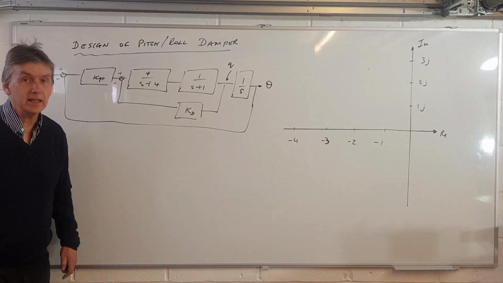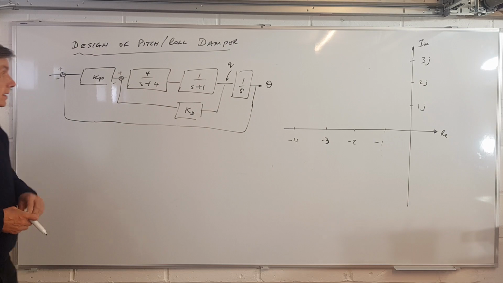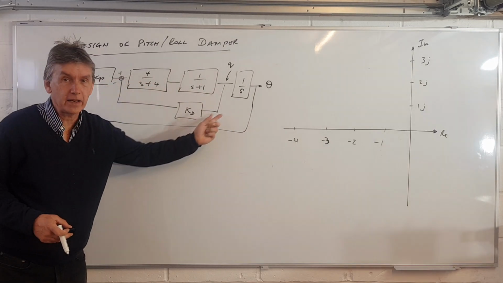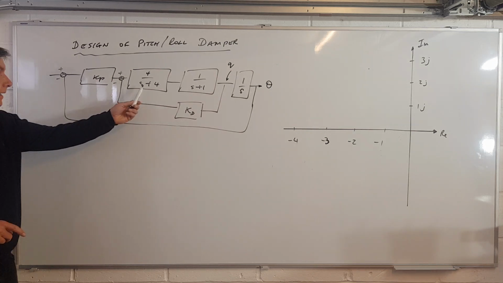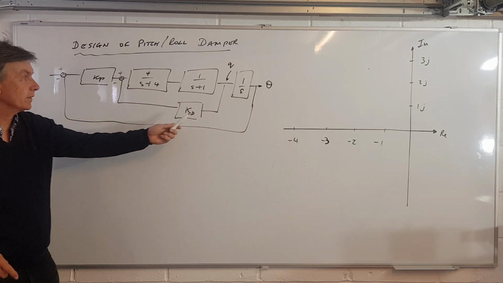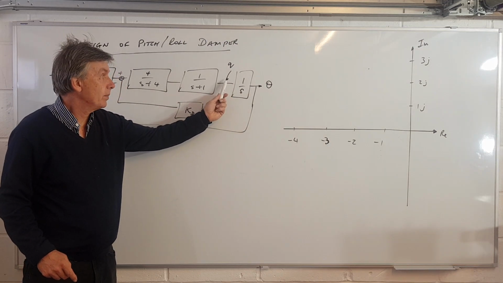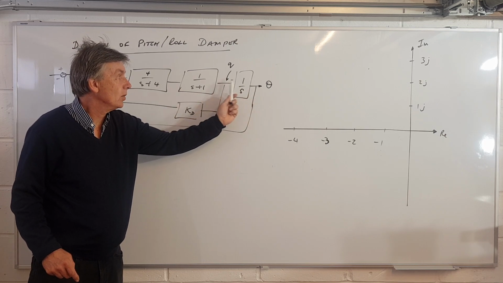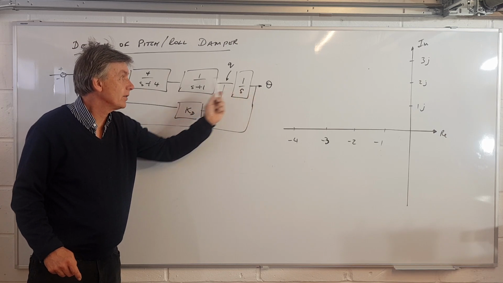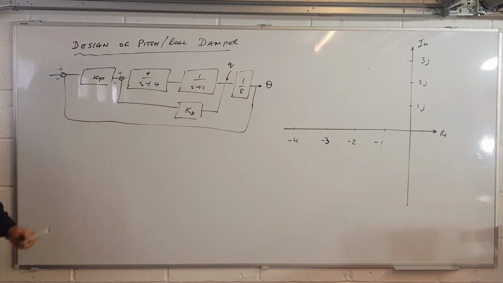Morning. Today we're going to look at the design of a pitch or roll damper. Now this is a typical block diagram of a pitch or roll damper, and the main things that are important is we've got a little actuator here and we've got a 1/s term over here. This is usually related to pitch angle and pitch rate, or roll angle and roll rate. And we have a derivative feedback controller in here, KD.